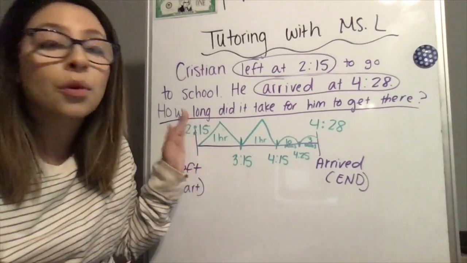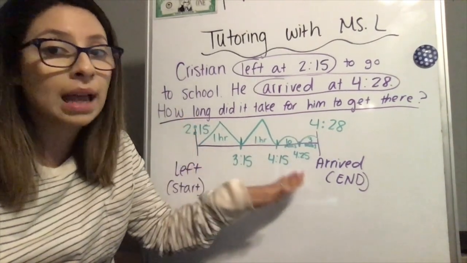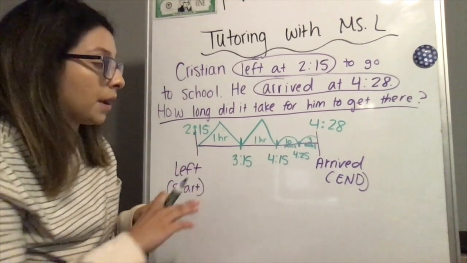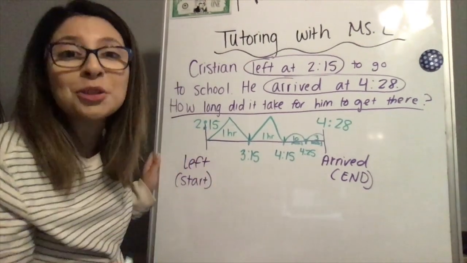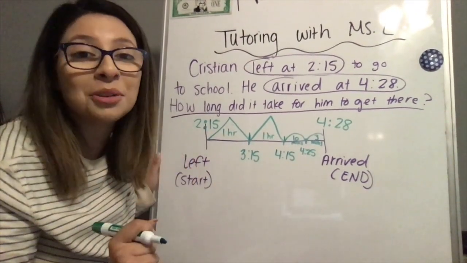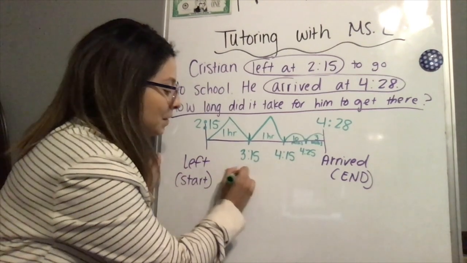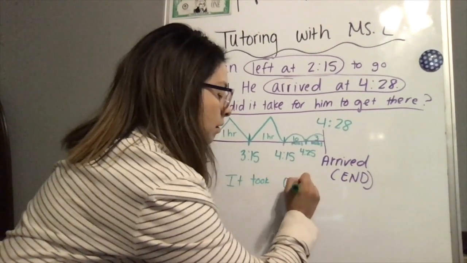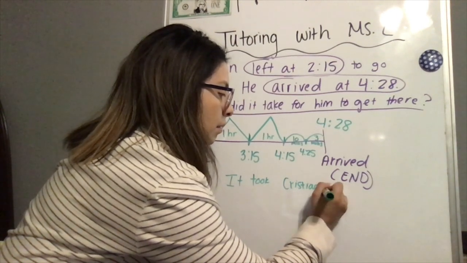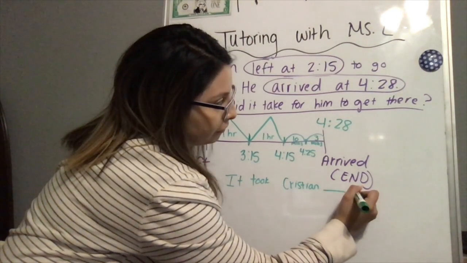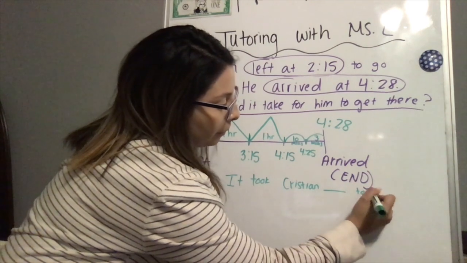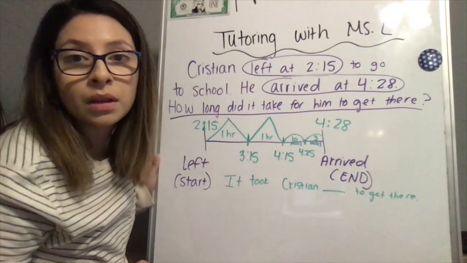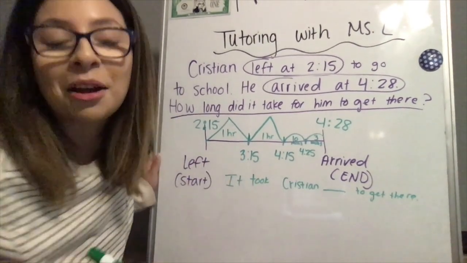So now the question's asking, once again, not what time he arrived or what time he left. It's how long did it take him to get there. So if we did our solution sentence, which Miss La Fuente is just rocking and rolling, so I forgot. Sorry. So you could say it took Christian blank to get there. Okay. I will work better on my handwriting.